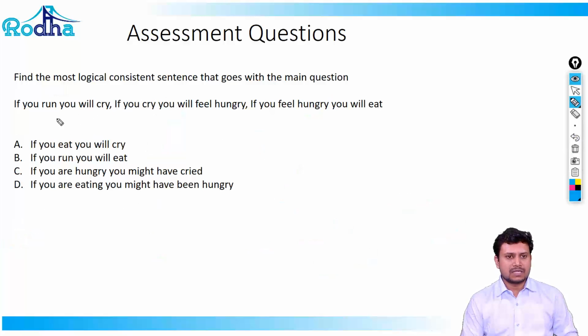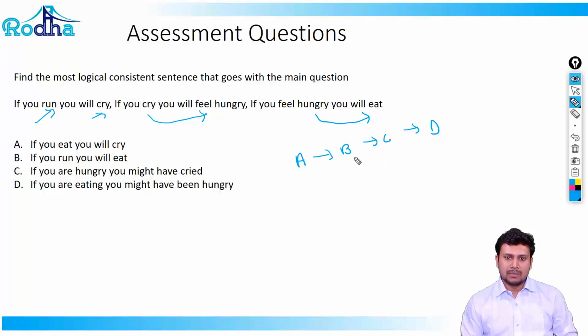So the last question is of a slightly different type. And if you notice the question carefully, you will see it says if you run, you will cry. If you cry, you will feel hungry. If you feel hungry, you will eat. So if I were to understand this question in a format, it would mean that A leads to B, B leads to C, and C leads to D. Because if you're running, you're crying. If you're crying, you're hungry. And if you're hungry, you'll eat. Which obviously mean that my final response will be A has to lead to D. Which means if you run, you will eat, which is the second option.